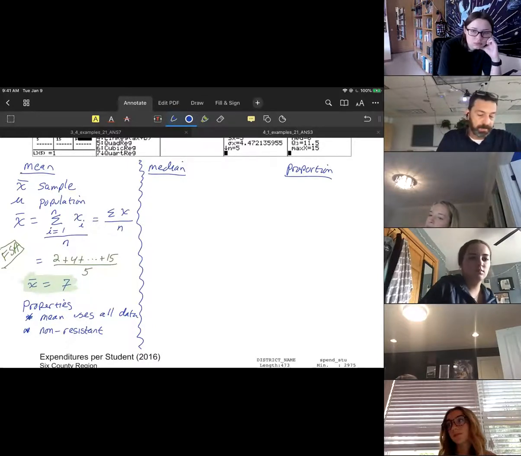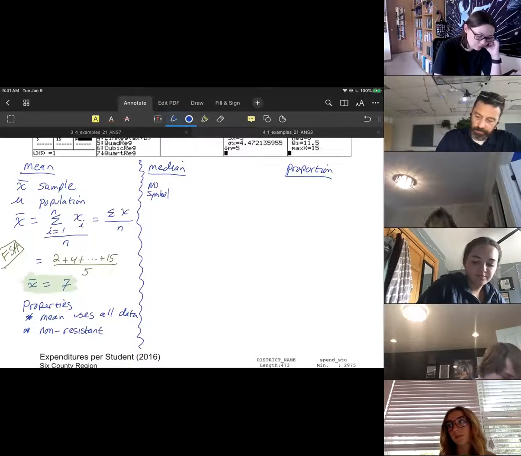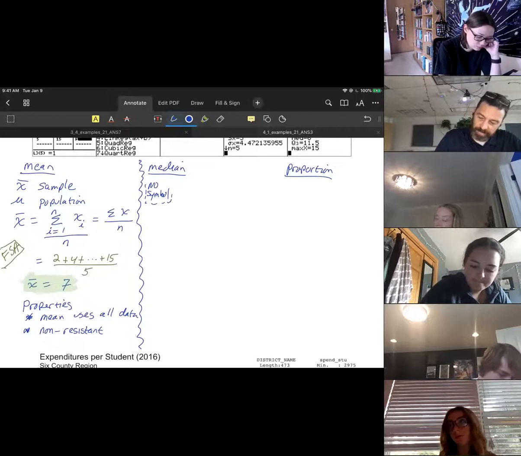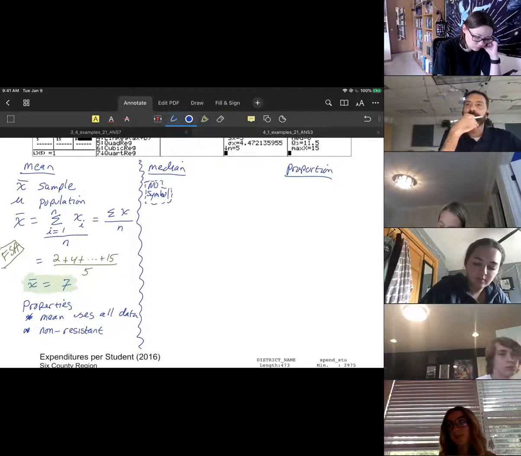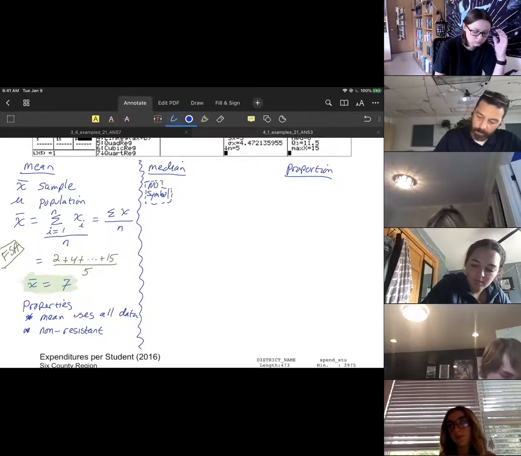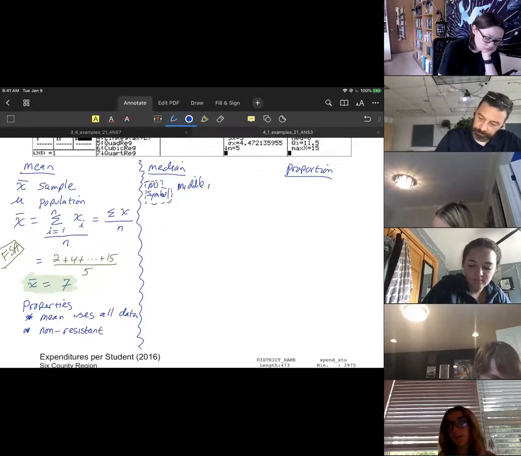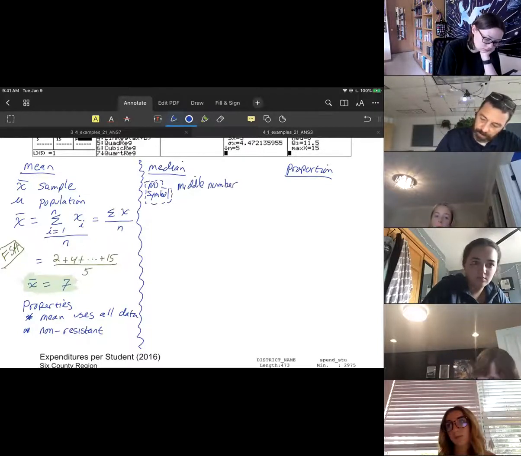Okay, median has no symbol, so you got to write the word. Okay, sorry, I wish it did. Some books use a capital M, but that's not universal because other books use capital M for the maximum of the data set. It is defined as the middle number in an ordered list.